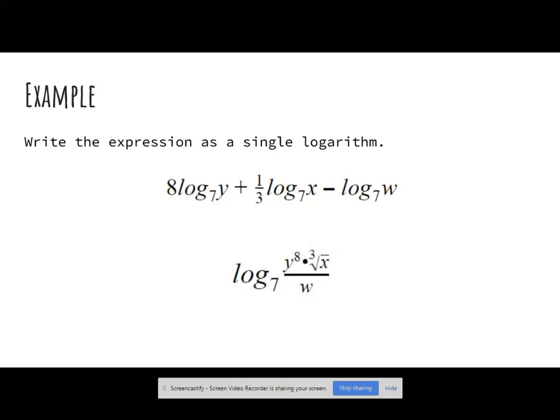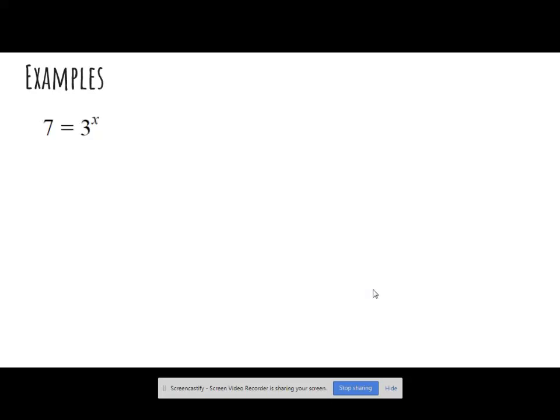This is the solution. If you did not get that solution, or if you have no idea where it came from, watch the follow-up video. I will point out that this dot here is not necessary, but I wanted to separate that this is y to the 8th power times the cube root of x divided by w, or all over w. Okay, moving on. Let's do some examples of solving.